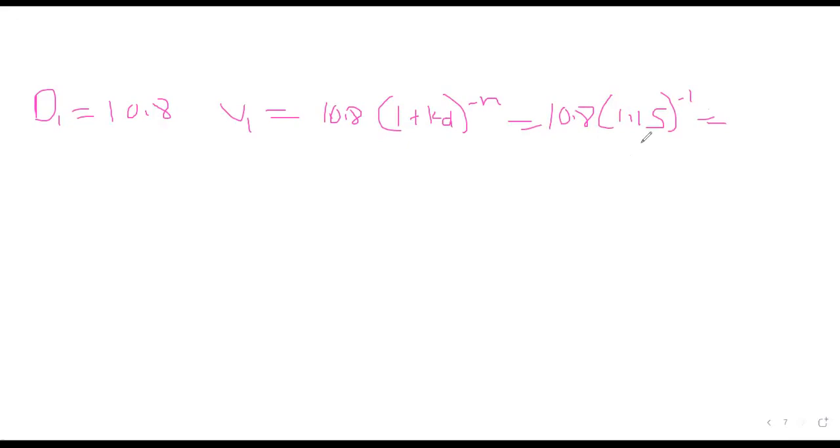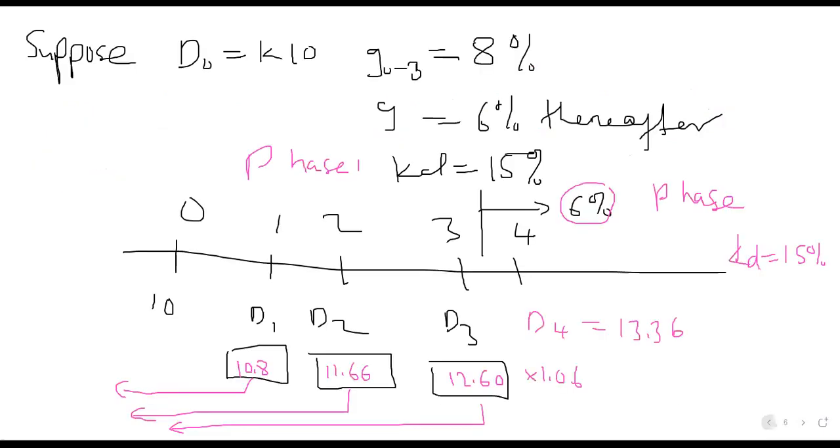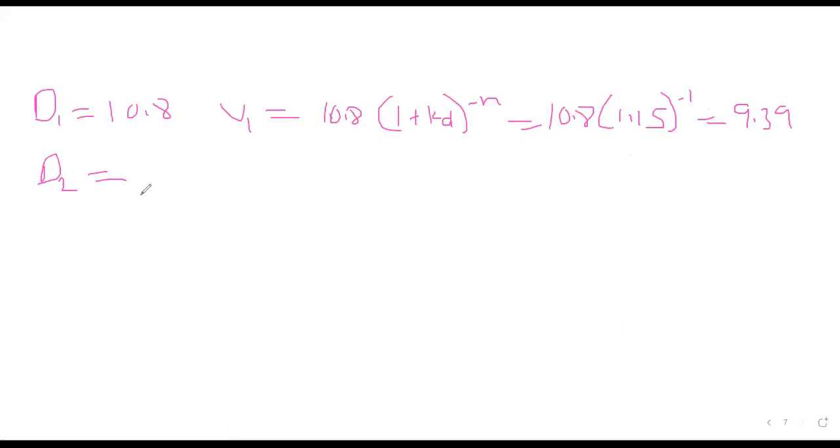So this one will discount this figure to 9.39. In the D2, we found what? The D2 was 11.66. So 11.66 will discount it by multiplying 1.15 to the power negative 2. Since it's near 2, this one will give us 11.66 times 1.15 power negative 2, will be 8.82.